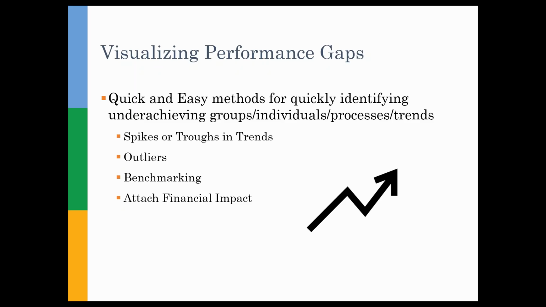Outliers obviously are big keys to understanding: are these outliers really dramatically impacting the whole, or are we just having a onesie-twosie type thing here that just needs simple correction? And again, talking about benchmarking and financial impact can be a way to really provide compelling arguments for managing these changes. So let's look into what we talked about with spikes.